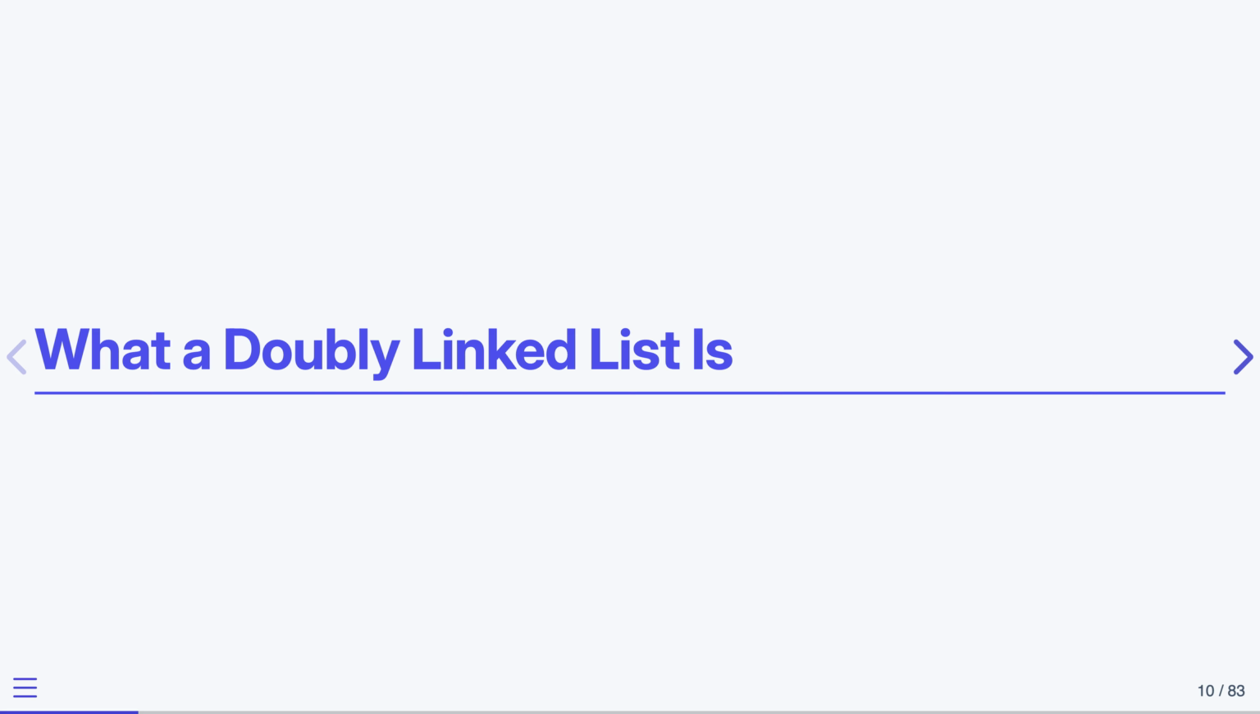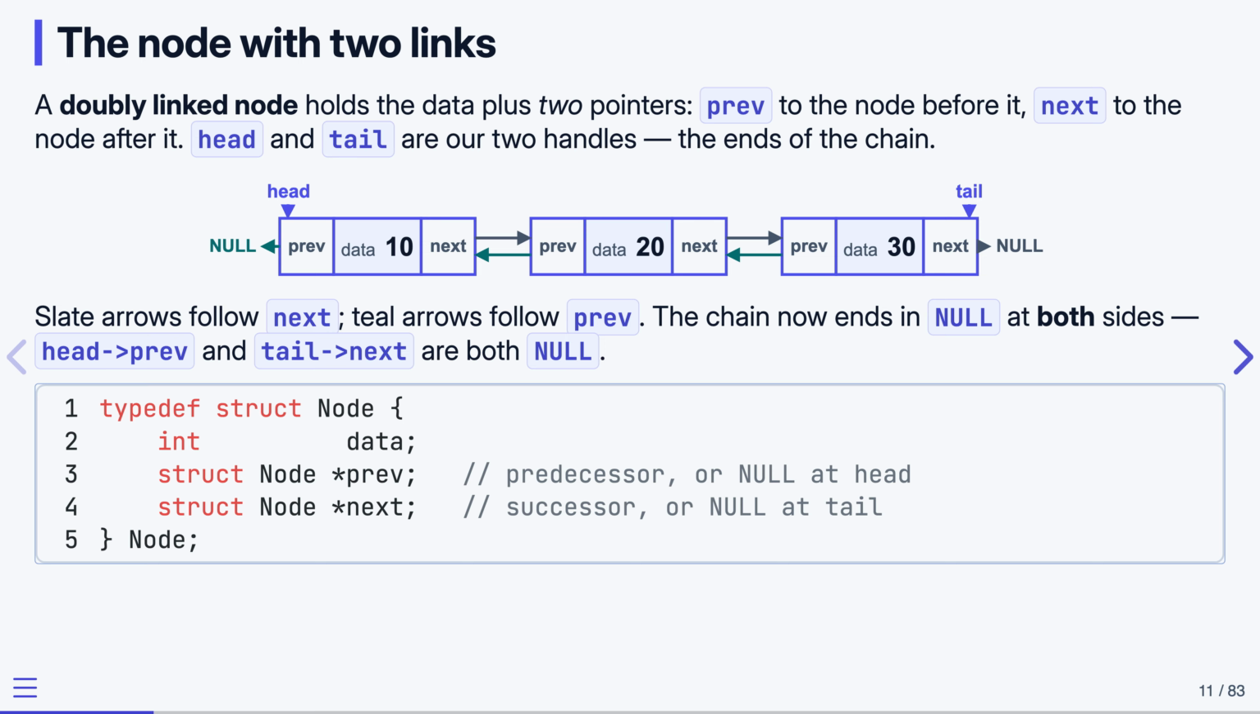Now we turn to what a doubly linked list really is. Let's look at the node first, and then two shapes of the list. Look at the picture. Each box is one node. It holds the data and it holds two pointers. The solid arrows follow next from one node to the node after it. The dashed teal arrows follow prev from one node back to the node before it.